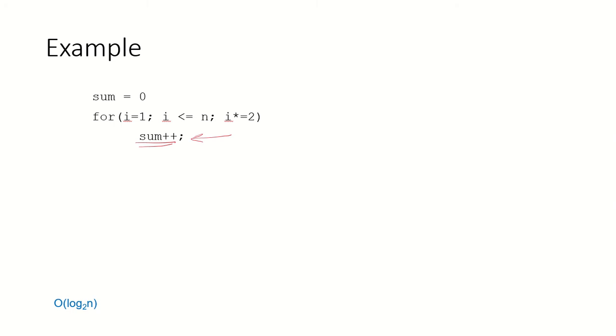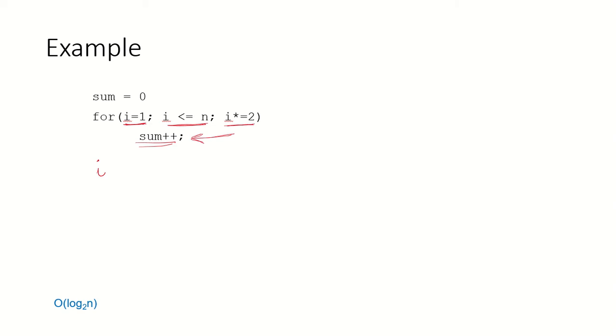If we take a look at how the loop variable is varying, it is varying from 1 to n, but each time it is being multiplied by 2. So now we have to see how many times this sum would be executed. Let us use the technique of unrolling and see how this is varying.